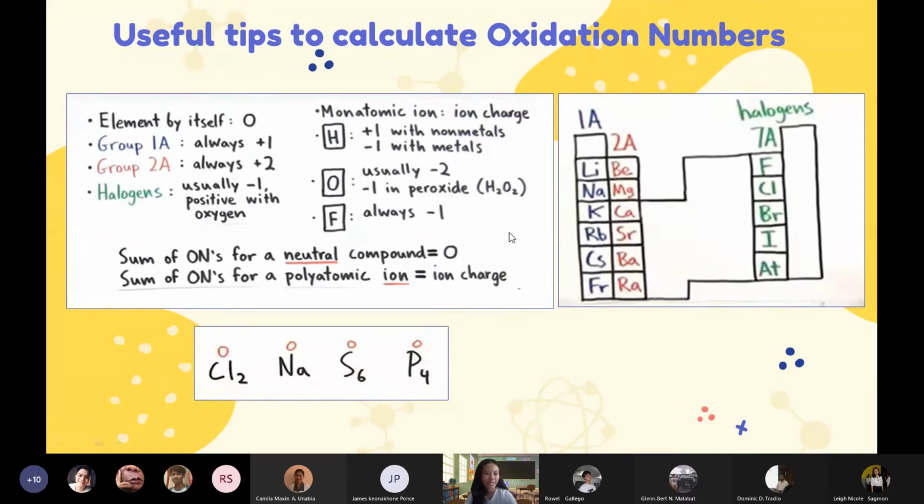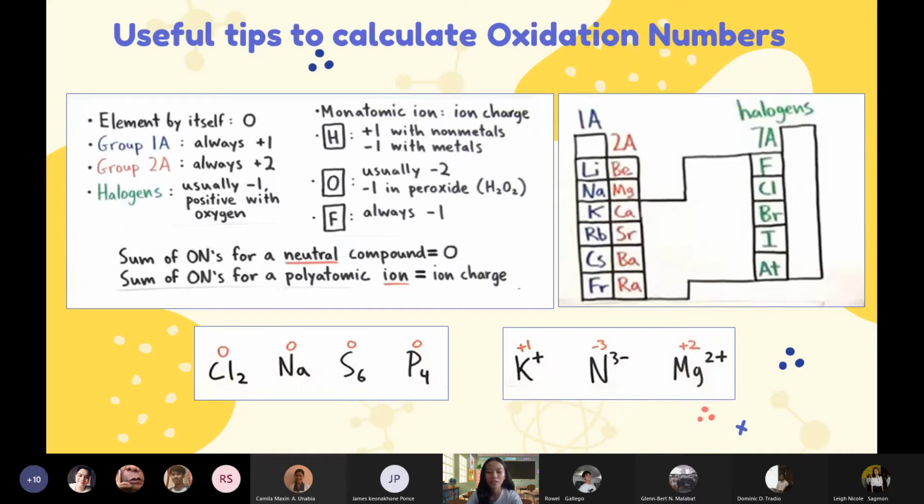Okay, first, an element by itself. These are the rules for calculating oxidation numbers. An element by itself has an oxidation number of 0. Here's what I mean by that: chlorine, sodium, sulfur, phosphorus are basically by themselves. They're not combining with any other element. That's why their oxidation numbers are 0.